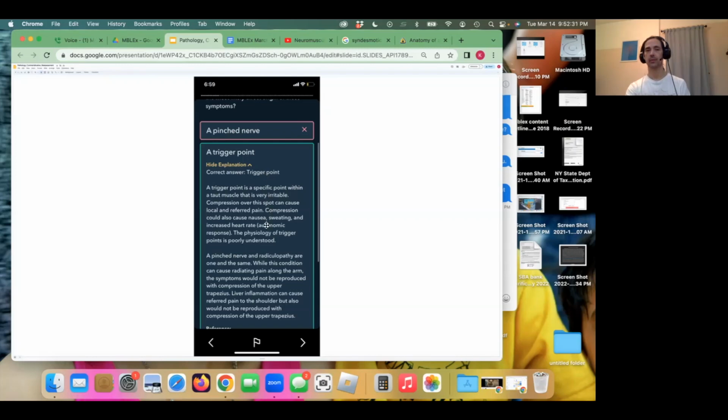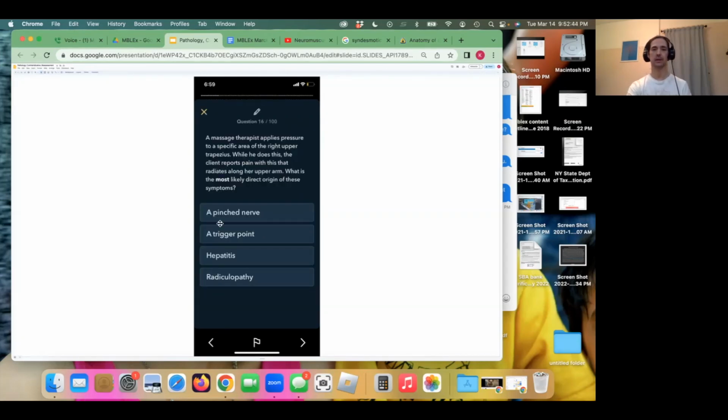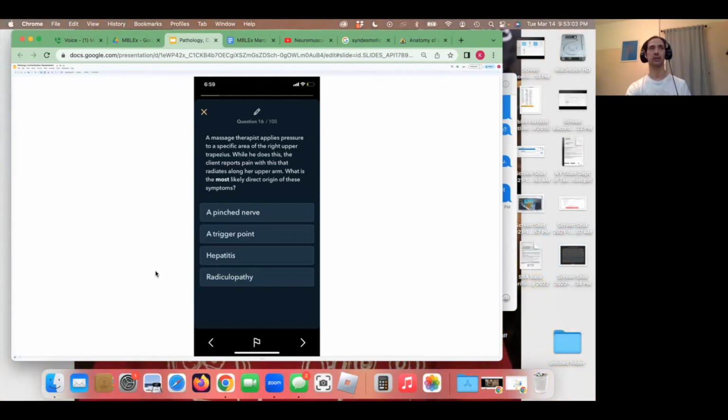Pinched nerve and radiculopathy are one and the same. While this condition can cause radiating pain along the arm, the symptoms would not be reproduced with compression of the upper trapezius. Yeah, so a pinched nerve or radiculopathy, those are the same. And those are caused by compression closer to the nerve root, so closer to the spine. So that might be a herniated disc, or it might be a compression between the vertebrae, or compression between the rib heads and the vertebrae, like a rib head being slightly out of place, or one of those gliding joints, the vertebrae being slightly subluxed.